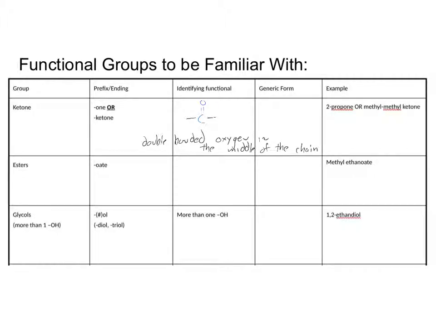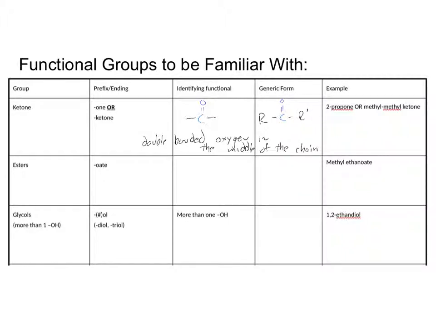But the generic format for that would be something that looks like this. So we would have R bonded to carbon, also bonded to R prime, because that's another part of the chain, the rest of the chain, and then double bonded to that in the middle would be an oxygen.